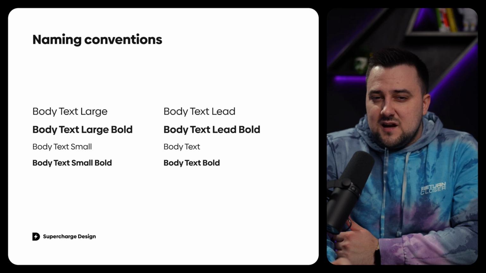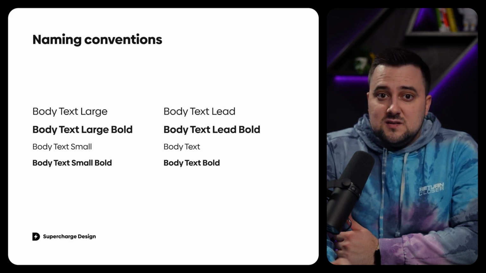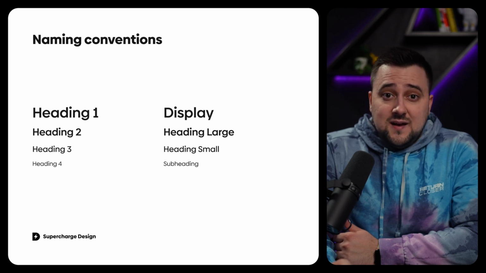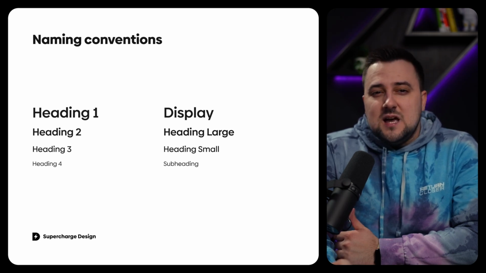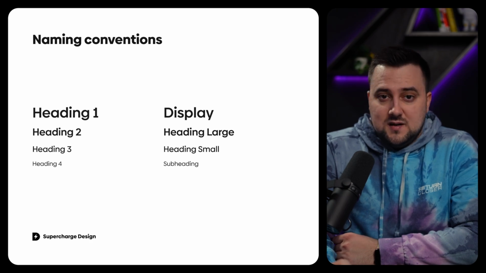Or I might name the larger one lead and the smaller one normal or without an attribute and just call it body text. So that would result in body text and body text lead, for example. When it comes to headings, I usually differentiate between headings and subheadings since subheadings require a level above somewhere on the screen and headings do not.